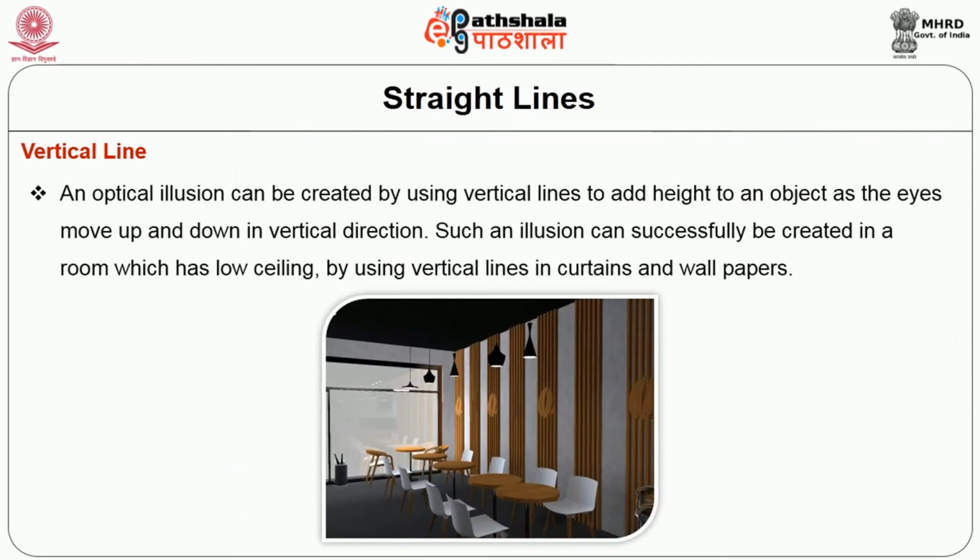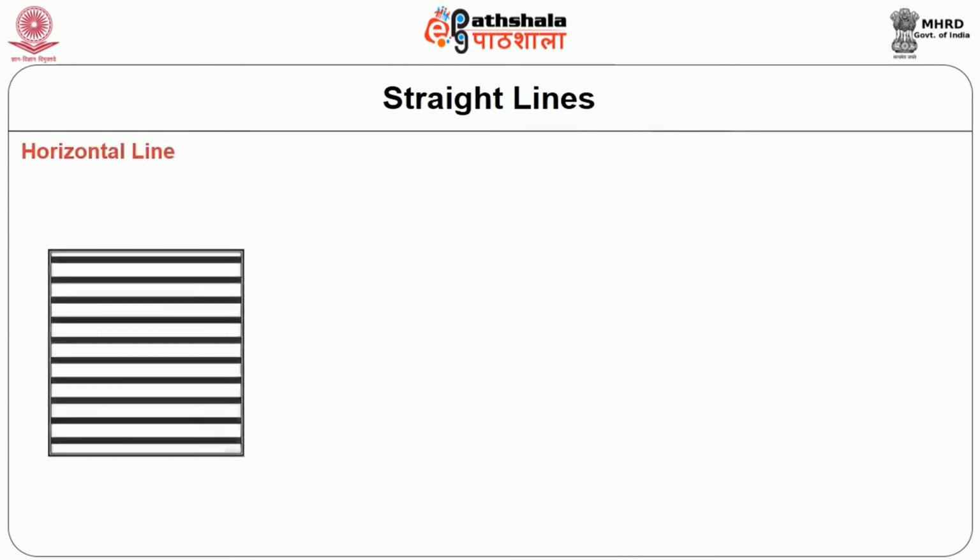An optical illusion can be created by using vertical lines to add height to an object, as the eyes move up and down in a vertical direction. Such an illusion can successfully be created in a room which has a low ceiling by using vertical lines in curtains and wallpapers.